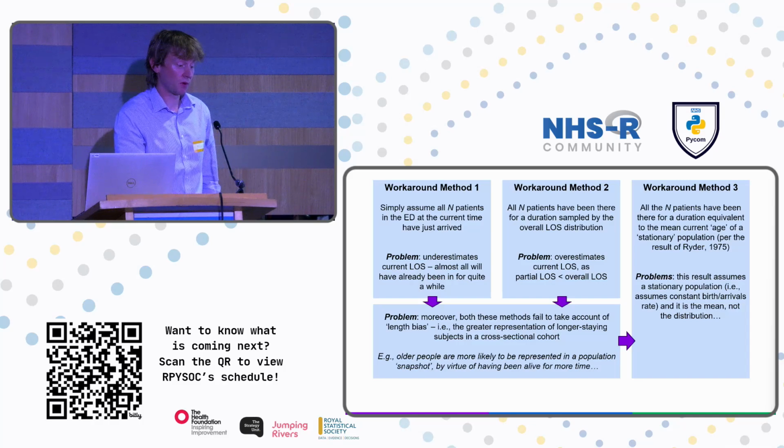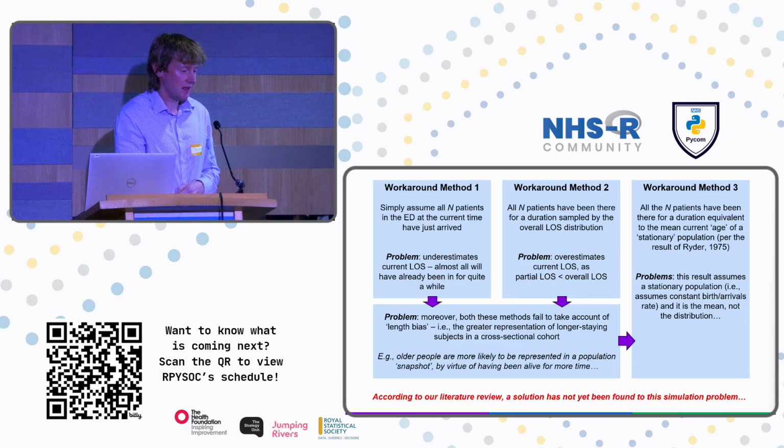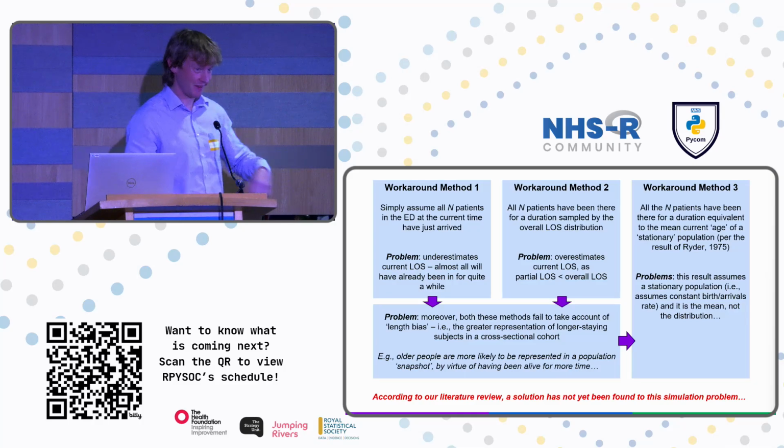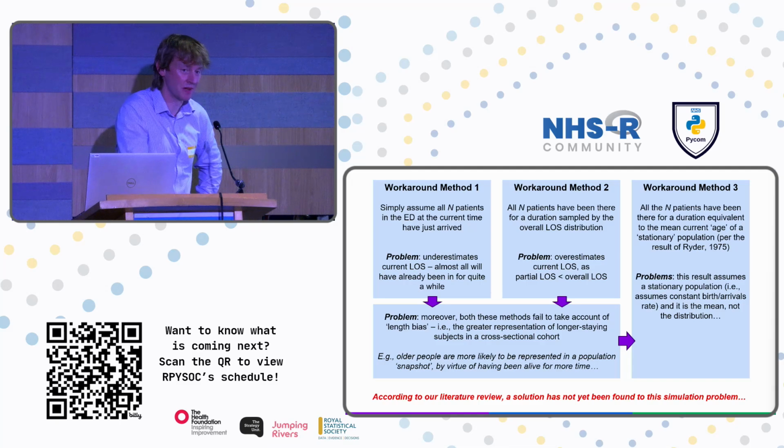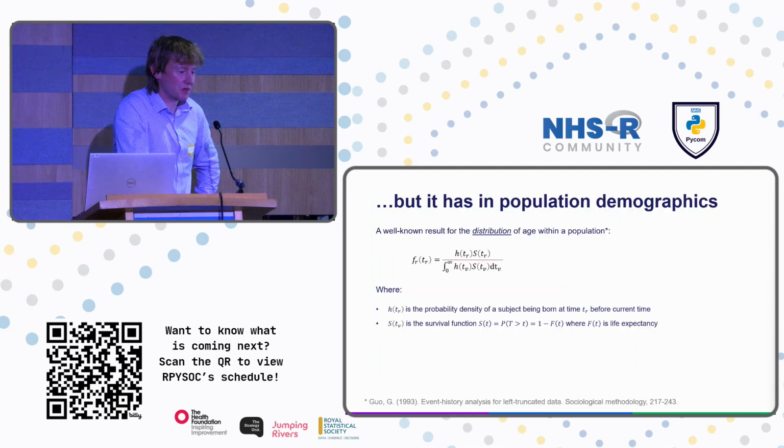So if you follow the population demographics chain in terms of the literature, you find an interesting finding from about 50 years ago, which is basically a result for the mean current age of a stationary population. That is the mean, not the sampling distribution. So according to our literature review, a solution has not yet been found to this simulation problem, which I think is very important to the NHS as we're doing more operational modelling, as we've got more real-time aggregate data and more ability to schedule simulation models on service to be able to look at this problem in near real time. But it has got a solution in population demographics.